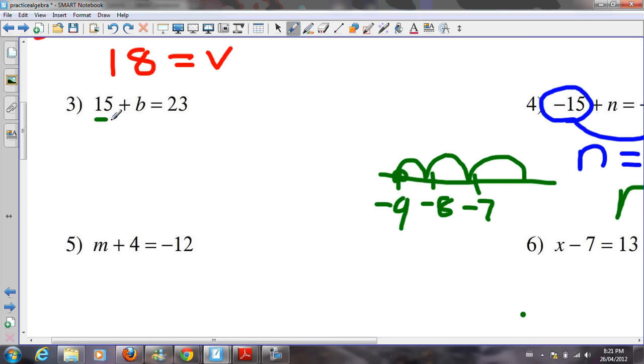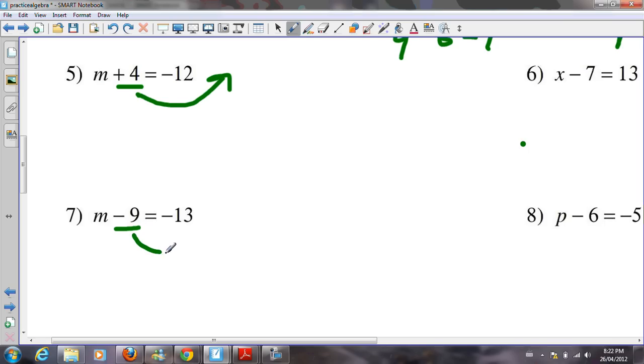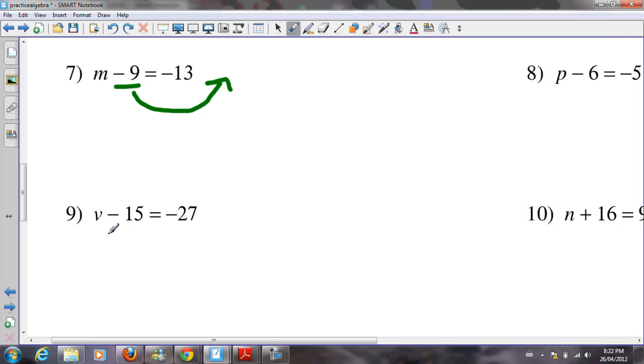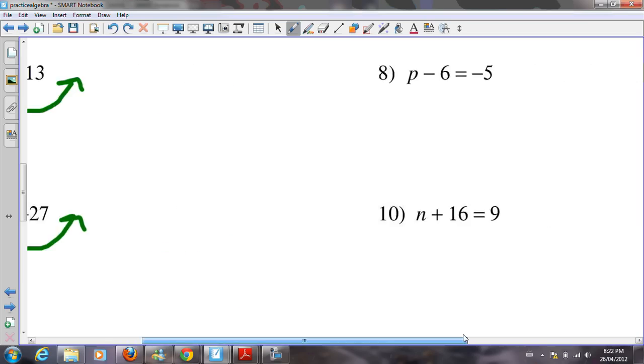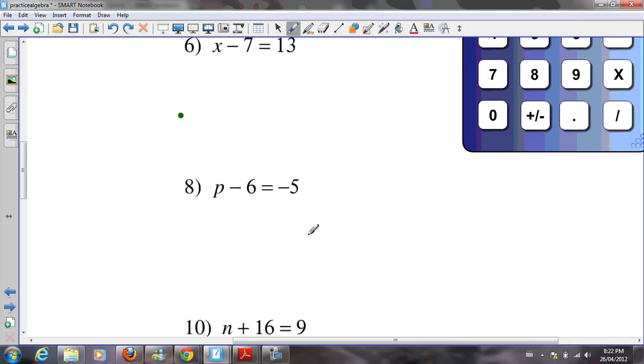So in this case, the 15 moves over here and becomes negative 15. The plus 4 here moves over and becomes negative 4. The negative 9 moves over and becomes positive 9. The negative 15 moves over and becomes positive 15. And so on. So in just about every one, whenever you're trying to figure it out, all you have to do is move the one that's not attached to P. There's nothing attached to P, just move it over to the other side and change the sign. And you'll get your answer.